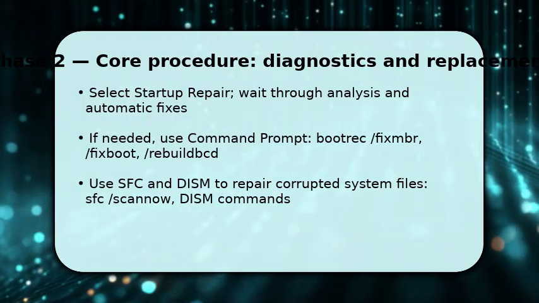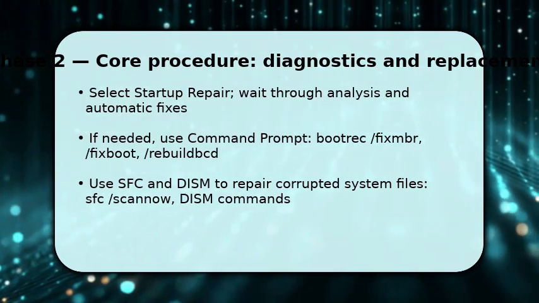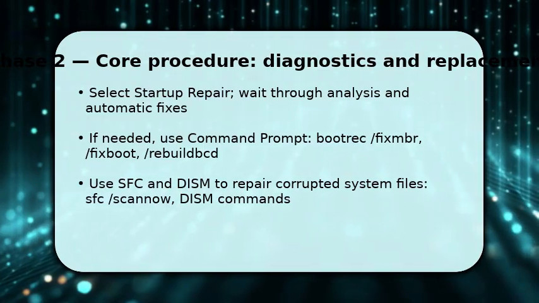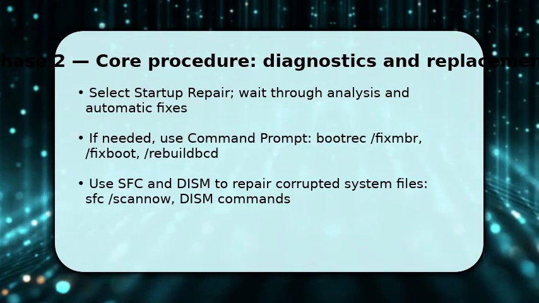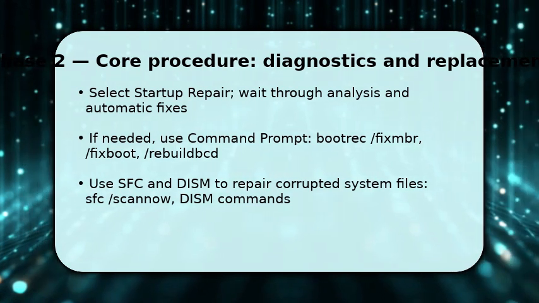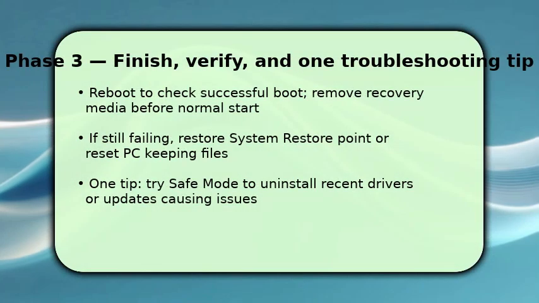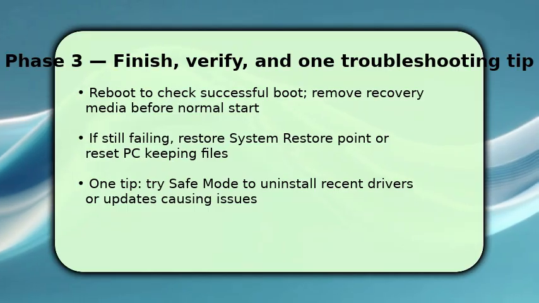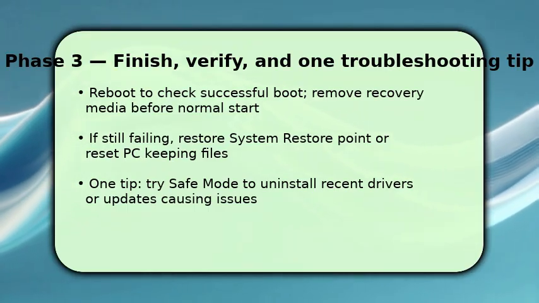Then run sfc /scannow to repair protected system files, and follow with DISM restore health if SFC finds problems it cannot fix. These tools target corrupt files and boot records, so run them and you finish by rebooting normally to confirm Windows 10 starts correctly. Remove any USB recovery media so the system boots from the hard drive.